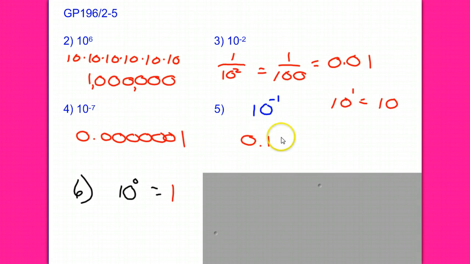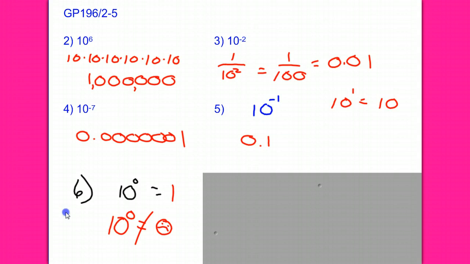10 to the negative 1 is 1 over 10, or 1/10. 10 to the first is 10, and 10 to the 0 we just learned is 1. And the number one error here is that people will say 10 to the 0 equals 0, and it doesn't equal 0. That's a very sad face. It does not equal 0.